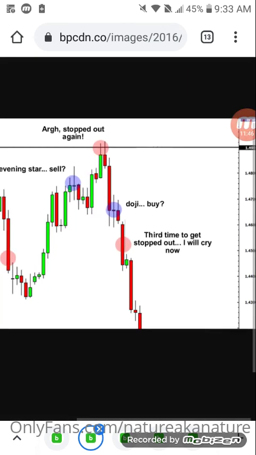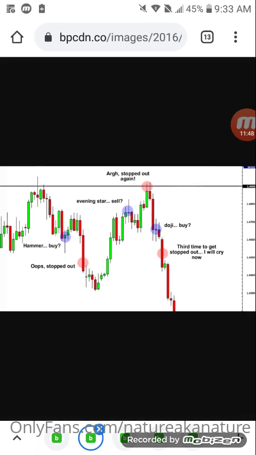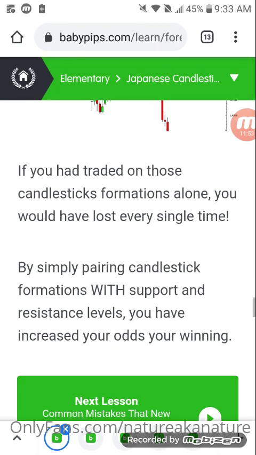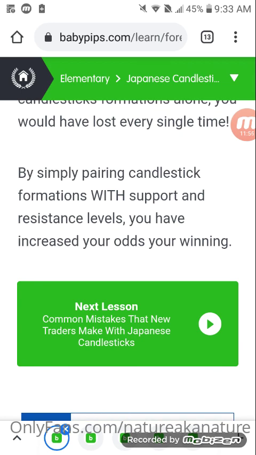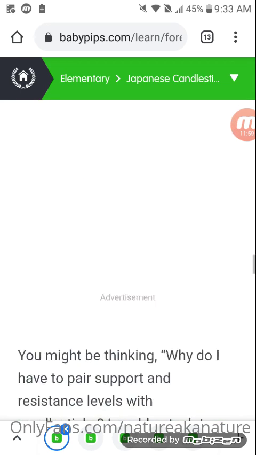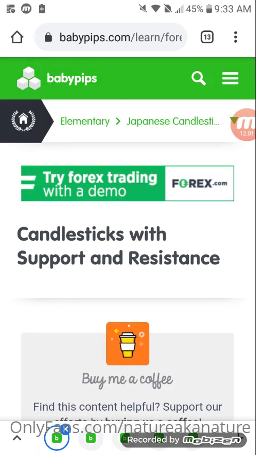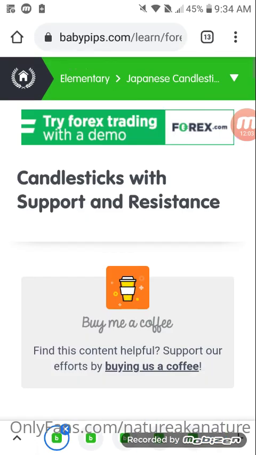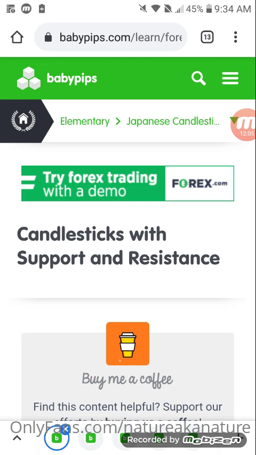Okay, so this is just a quick video. All right, gang, in our next video, we'll talk about common mistakes that traders make with Japanese candlesticks. This was how to trade candlesticks with support and resistance levels.